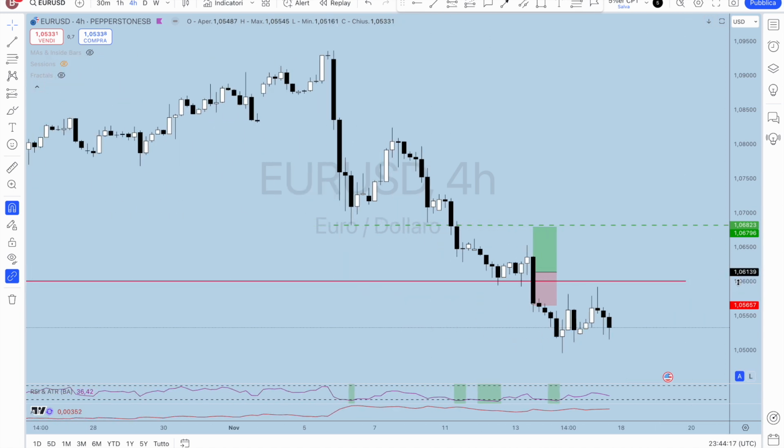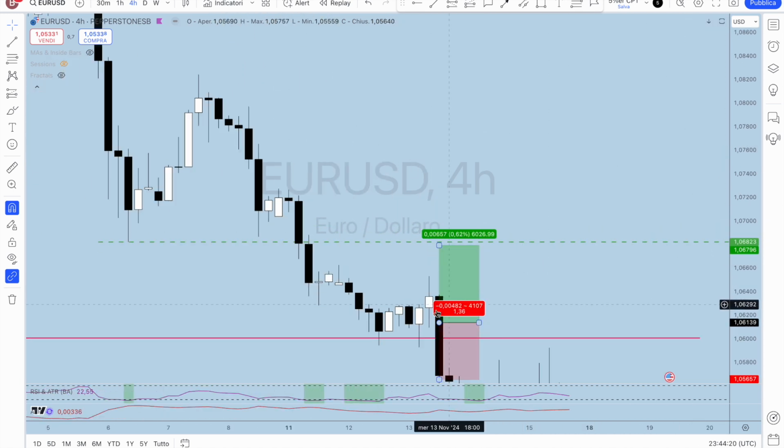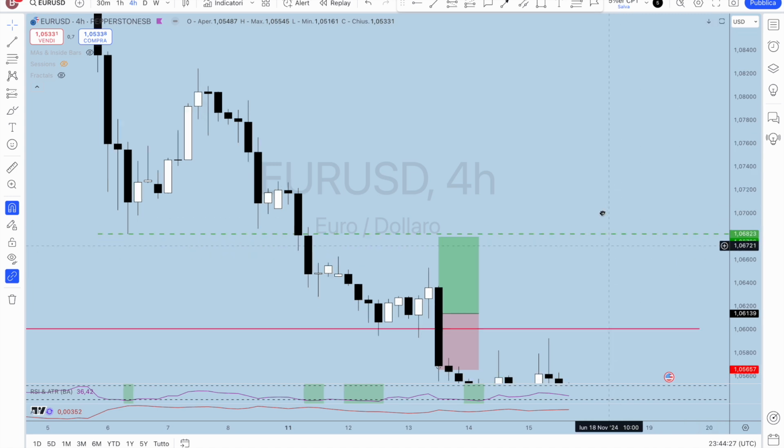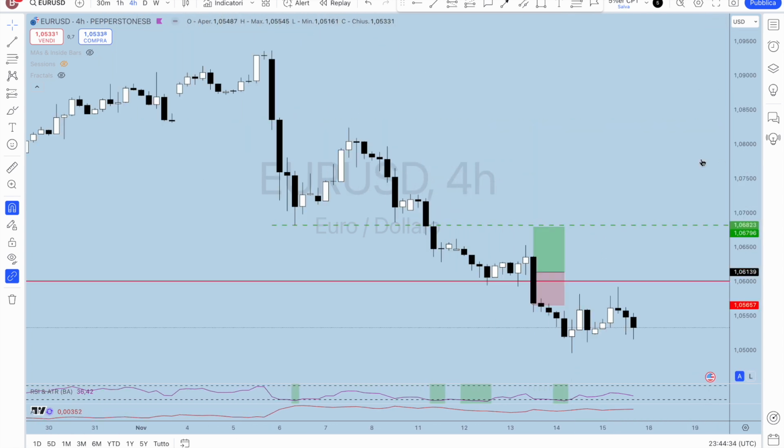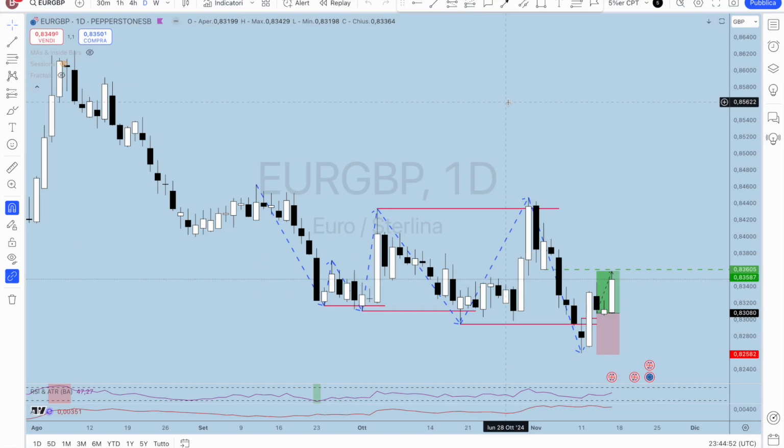The initial move was quite promising. You can see here it went probably about 60% up to my target, but then crashed and stopped me out. So yeah, a losing trade, but it's still a valid one. Happy with this. So EURGBP from last week.